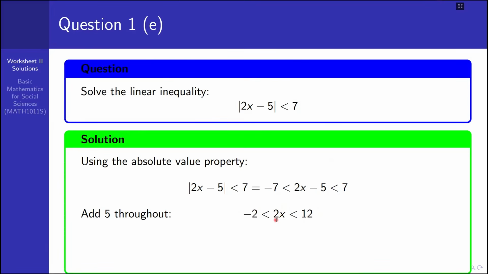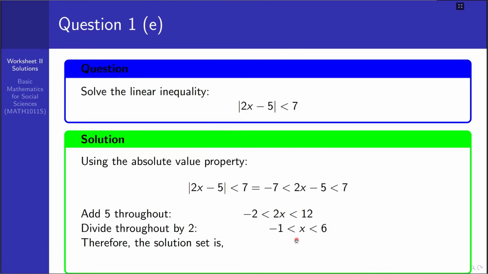Again, to have x alone, let us divide minus 2, 2x and 12 by the coefficient of the variable x, which is 2. And therefore, when we do this, we have minus 1 less than x less than 6. Therefore, the solution set could be the set of real numbers in between minus 1 and 6, or it is an open interval from minus 1 to positive 6. Therefore, this interval will be the solution set for this inequality, which is the absolute value of 2x minus 5 less than 7.